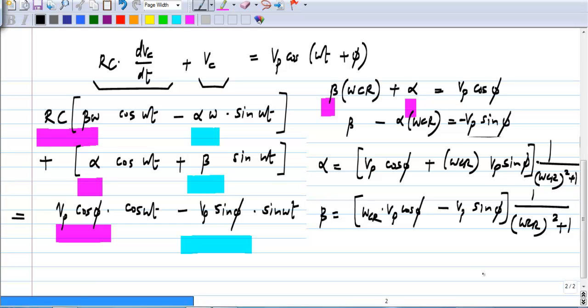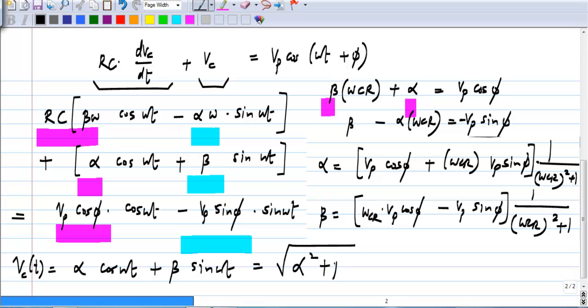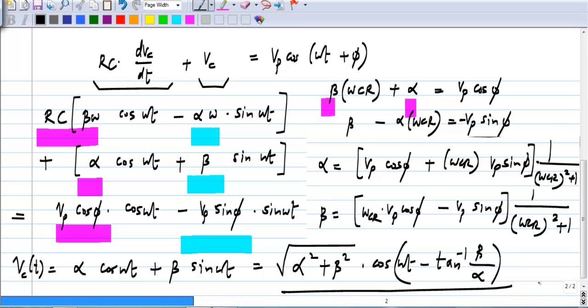Now, the solution is, we know it is alpha cos omega t plus beta sin omega t, which can also be written as square root of alpha squared plus beta squared, that will be the amplitude of the sinusoid, times cos omega t, and there will be a phase shift which is minus tan inverse beta by alpha. And these are alpha and beta. Again, I will let you compute the square root of alpha squared plus beta squared and tan inverse beta by alpha.